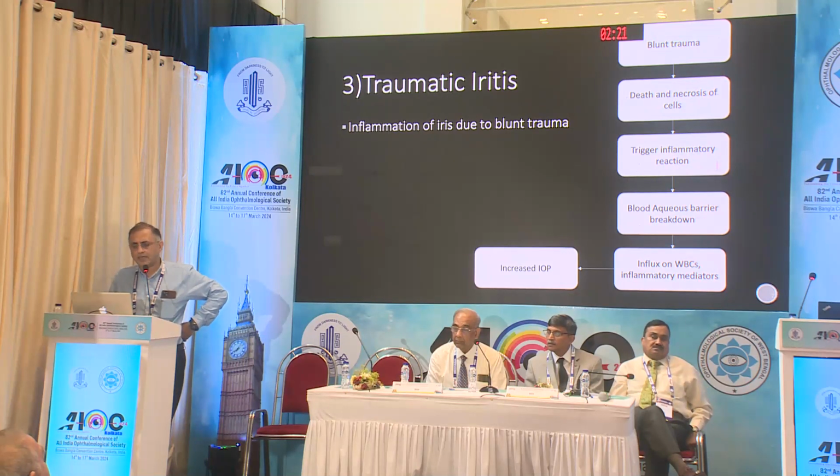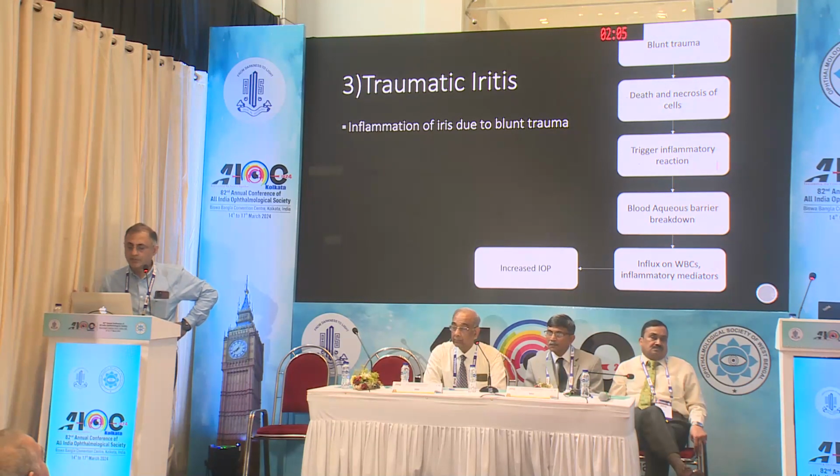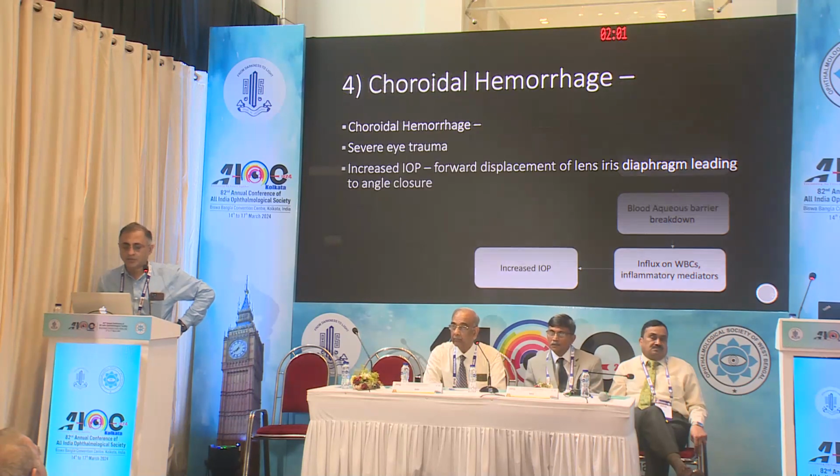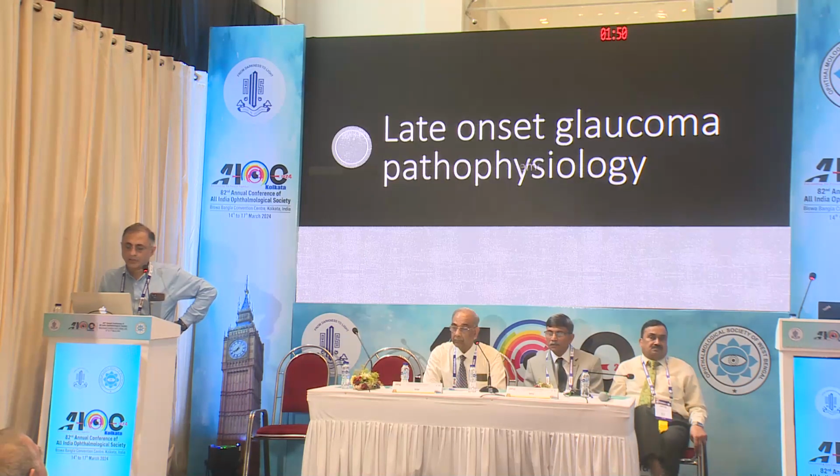The next is traumatic iritis. How does this occur? When you have a blunt injury, there is death and necrosis of the cells. This triggers an inflammatory reaction, causing a breakdown of the blood aqueous barrier, causing the influx of WBCs and inflammatory mediators, which causes an increase in intraocular pressure. In very severe traumas, you can end up with choroidal hemorrhage, and choroidal hemorrhage can cause a forward displacement of the lens iris diaphragm, leading to angle closure.